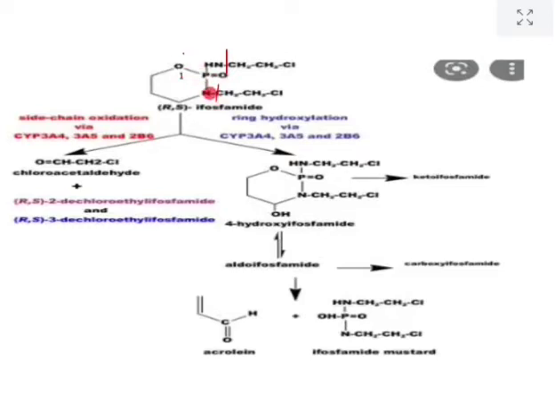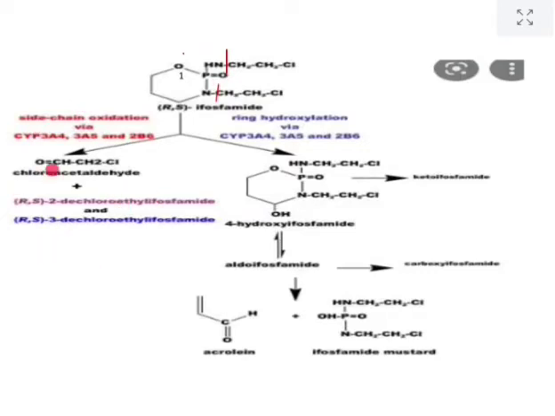RS is to show that it is the racemic mixture. It's dichloroethyl because you've removed one chloroethyl group. So it's dichloroethyl ifosfamide, either 2 or 3, depending on which one is cleaved. And either of them is cleaved through oxidative dealkylation. So that process can happen.